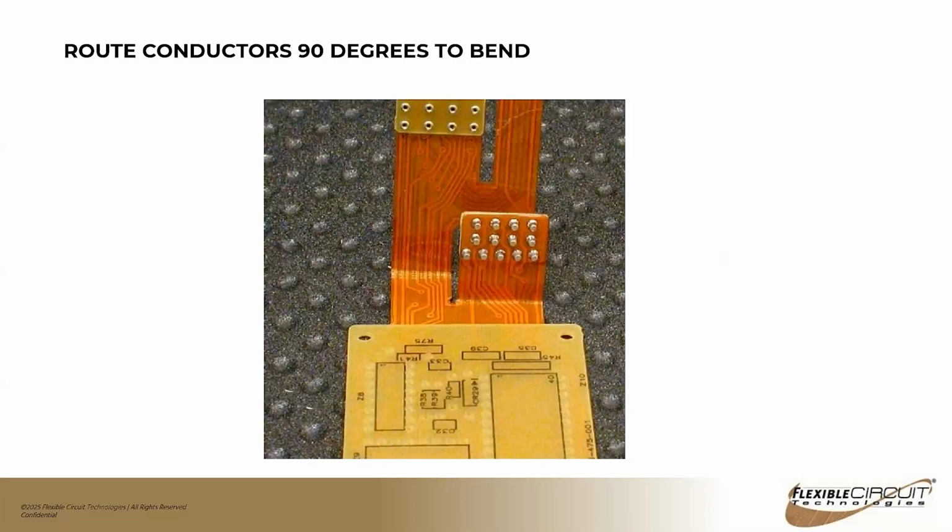This picture here shows an example of routing the conductors straight through the bend, or completely perpendicular, compared to the appendage on the right, which is at a 90. The flexed appendage on the left would be the proper way of doing it. You really want to try to not bend or form the circuits at a 45-degree angle like that's shown there. You can compromise the integrity of those traces if you are not bending them completely perpendicular with the trace routing.